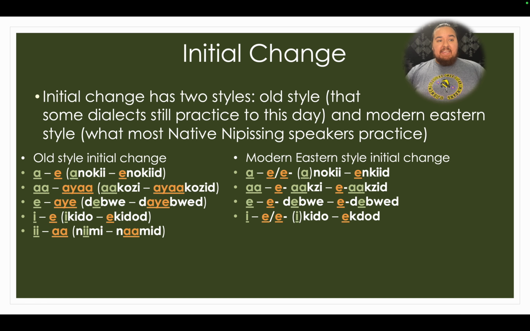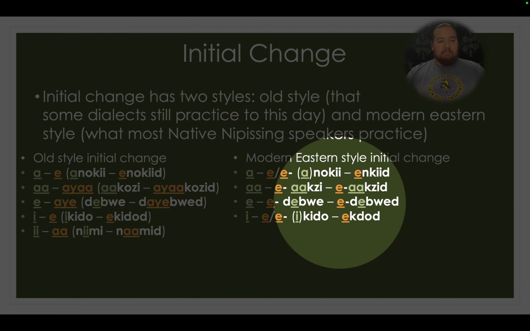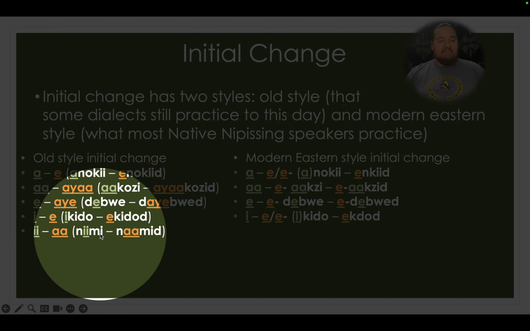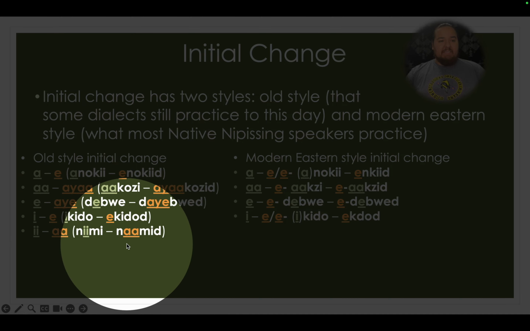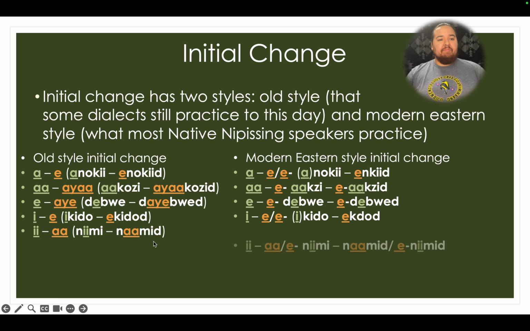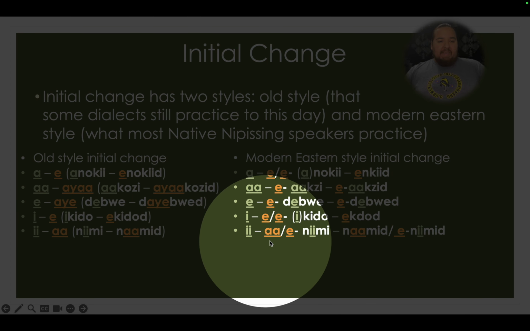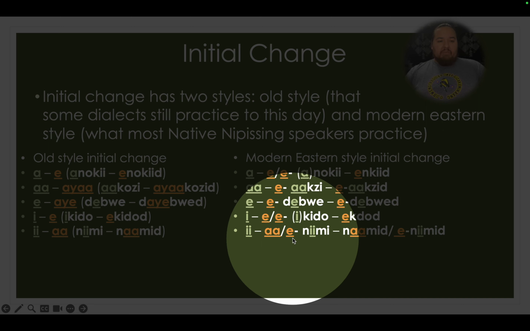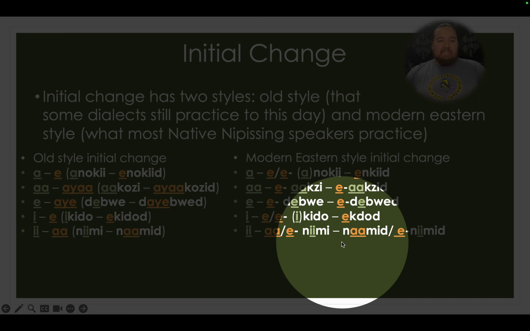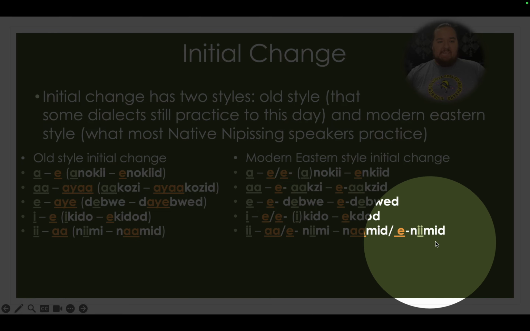Double I, E, becomes an ah sound. So nime, she or he is dancing. Namid, dancer. And so we have a couple varieties in Nipissing Nishnaabemwin for this one. So double I can turn to a double A, or you can use your E prefix again. So nime could either become namid or enimid.